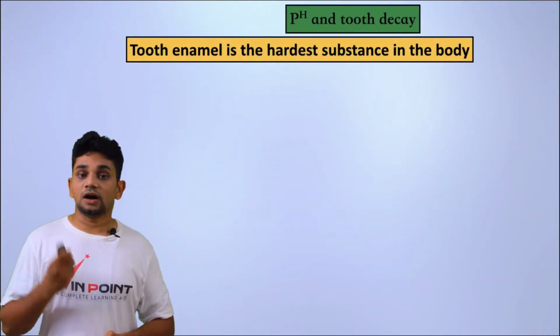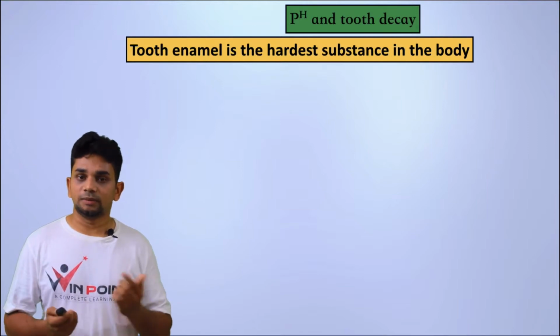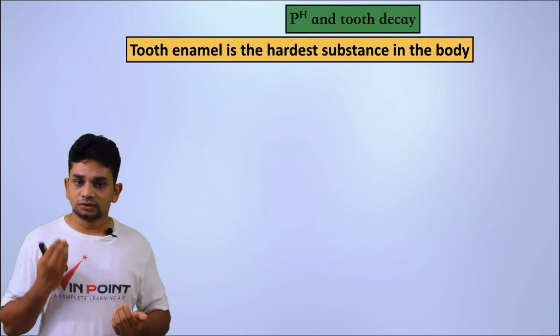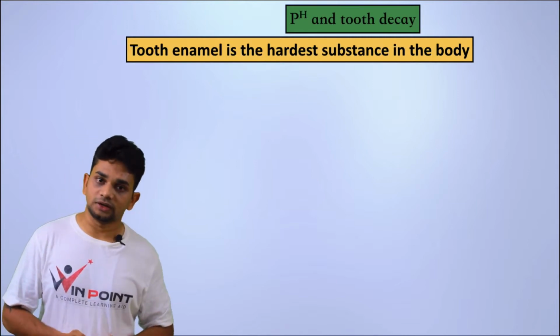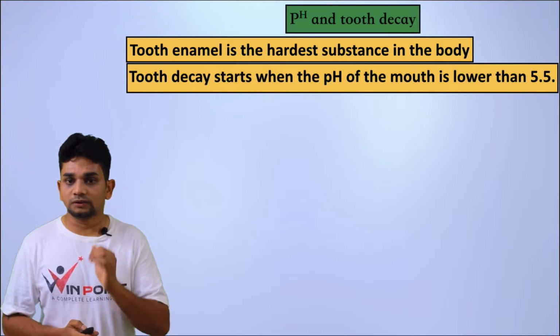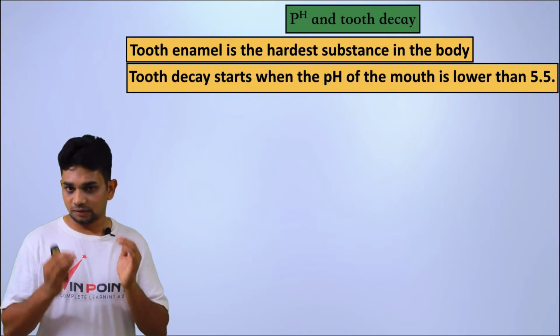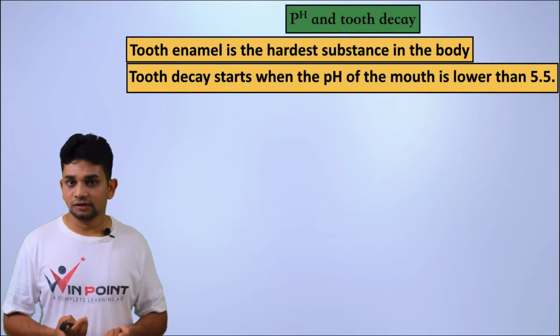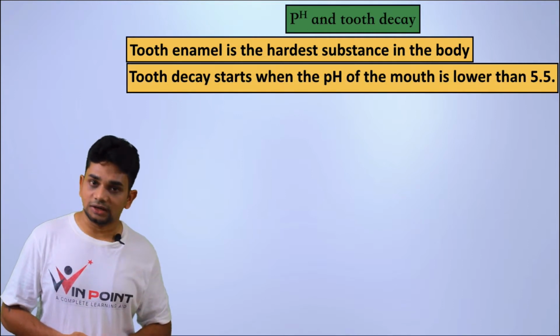Tooth enamel is the hardest substance in the body. We all have this tooth enamel. It is a covering of our teeth. So this is the hardest substance in our body. Tooth decay starts when the pH of the mouth is lower than 5.5. If the pH is less than 5.5, it is acidic, right? So tooth decay will start.